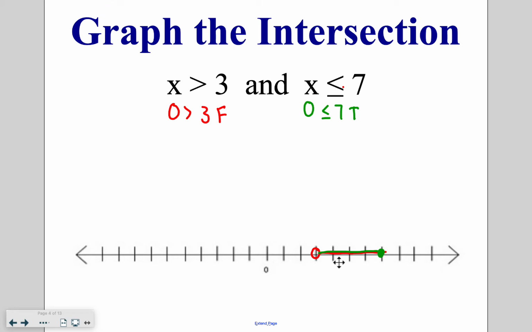So 4 is bigger than 3 and it's less than 7. 5 is bigger than 3 and it's less than 7. 6 is bigger than 3 and it's less than 7. So all of these values on the inside of those two dots make up the answer for this intersection.